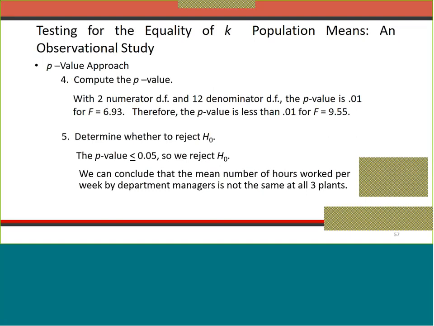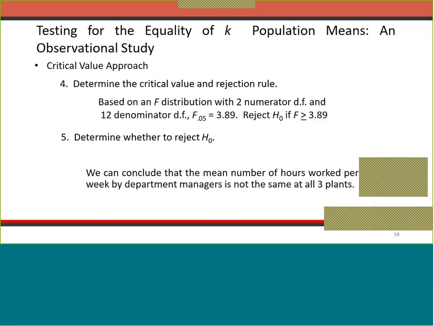The table value you have to calculate for alpha equal to 0.05. Numerator degrees of freedom is 2 and denominator degrees of freedom is 12. So in the critical value approach also, the calculated value is 9.55 and the table value is 3.89. The calculated value is above the table value and it is a right tail test, or upper tail test, so we reject H0. In both cases we have the same conclusion.